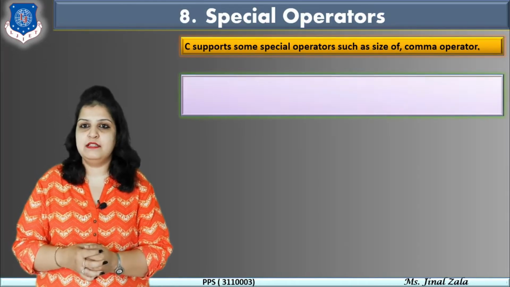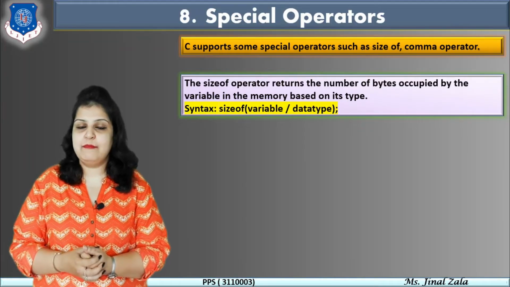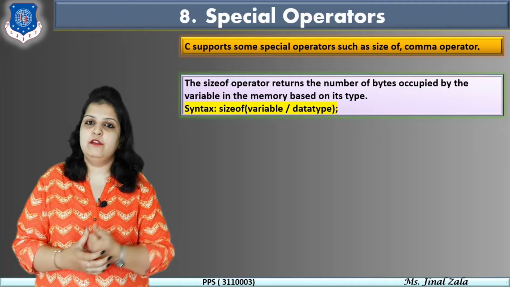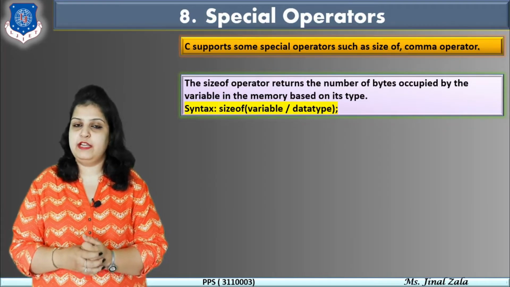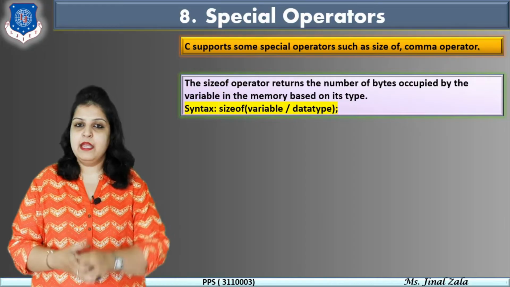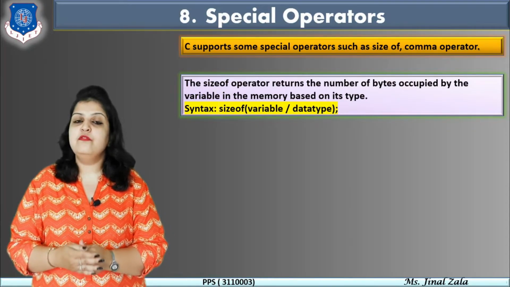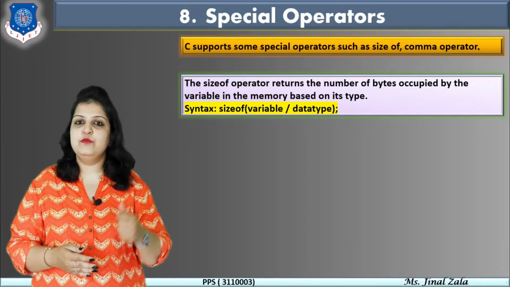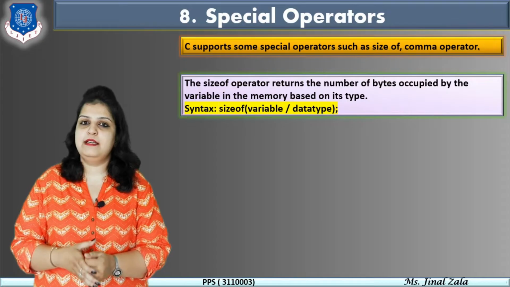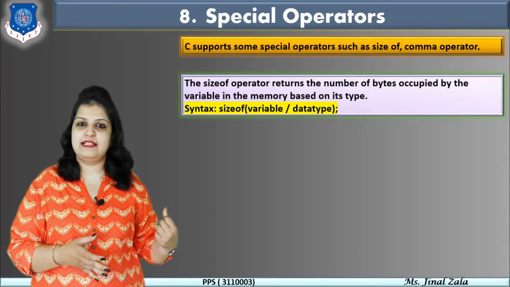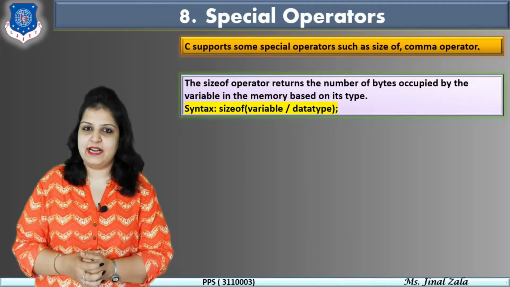The sizeof operator is mainly used to find the number of bytes occupied by our variable or a particular data type. It means if we have declared one variable like int a and we want to find the size of variable a, then we can find it directly using the sizeof operator. The syntax of the sizeof operator is that we first write sizeof and in brackets we can write a variable name or data type.